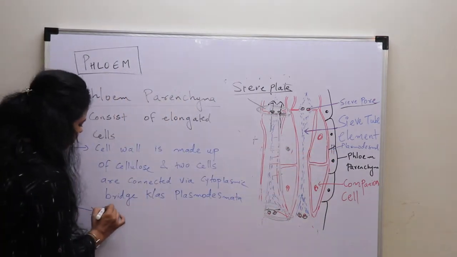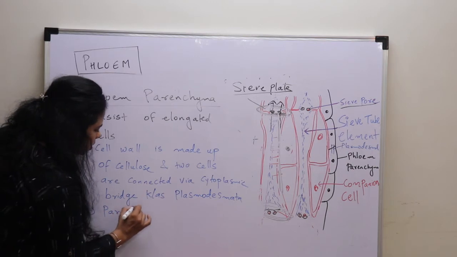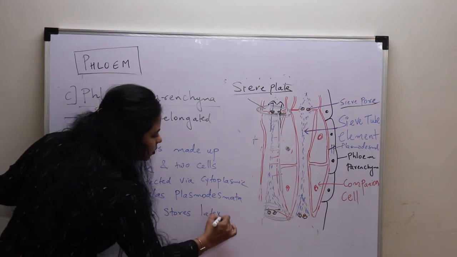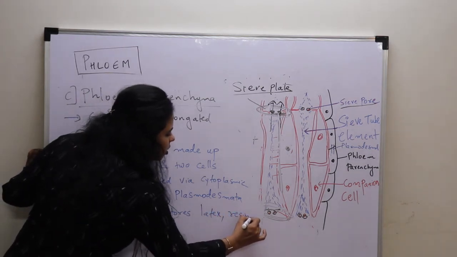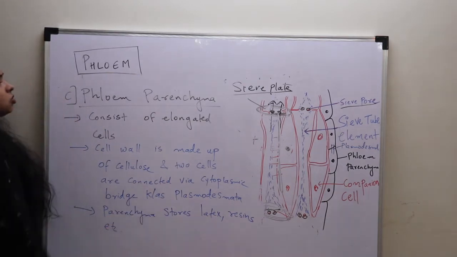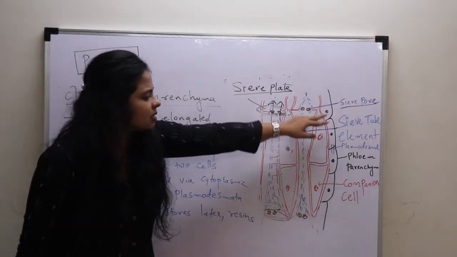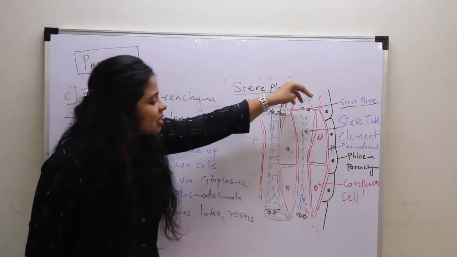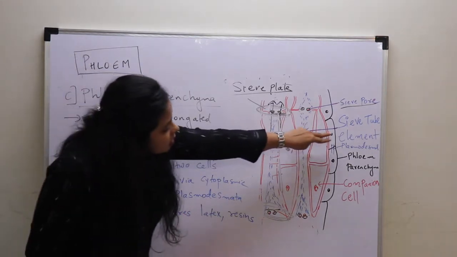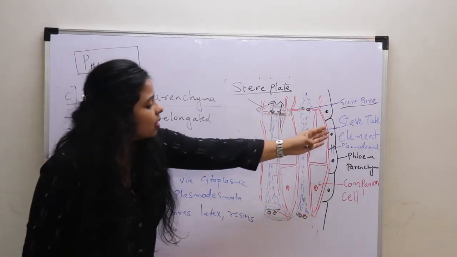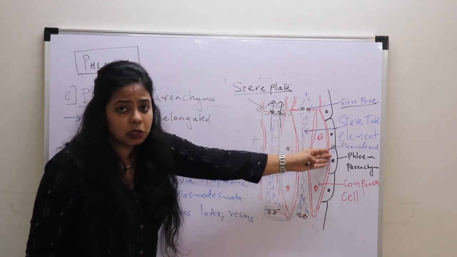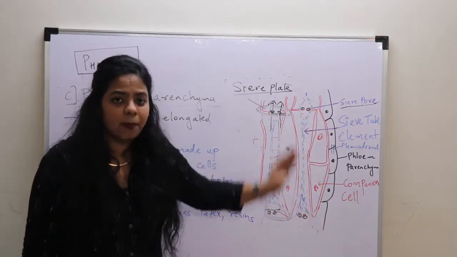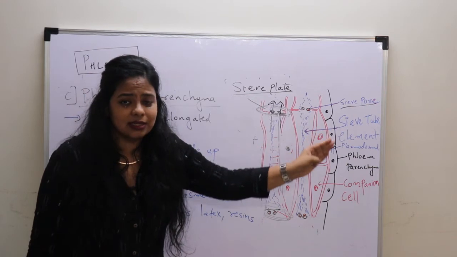So the parenchyma here stores latex, resins, etc. Okay, so I hope you have understood the phloem parenchyma. These are made up of elongated cells. They have dense cytoplasm, a distinct nucleus, and a cell wall made up of cellulose. There is a cytoplasmic bridge between the cells known as plasmodesmata, and the function of phloem parenchyma is to store latex, resins, etc.